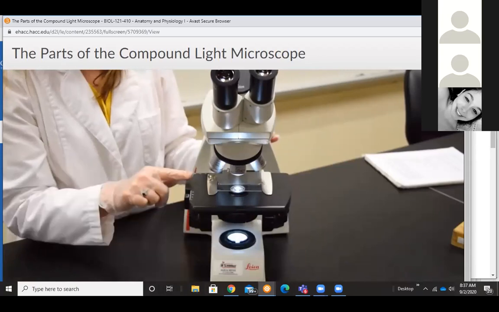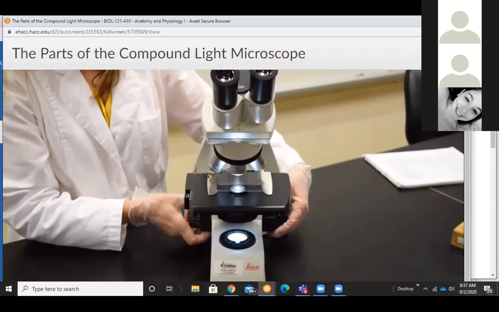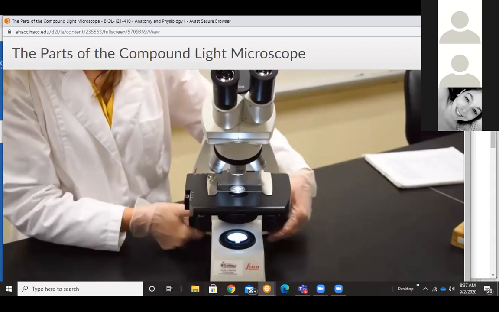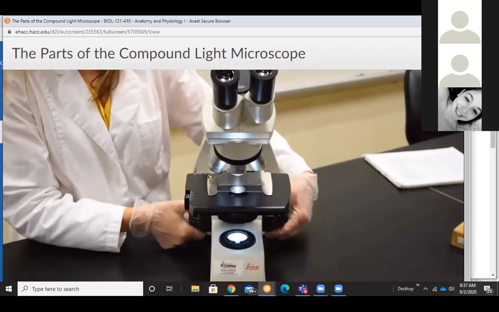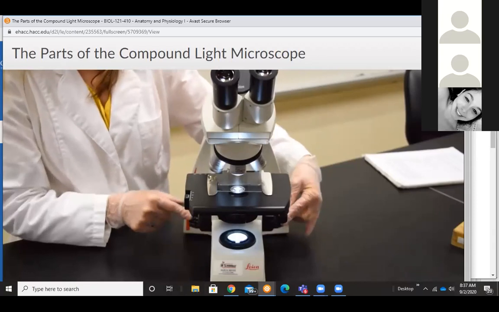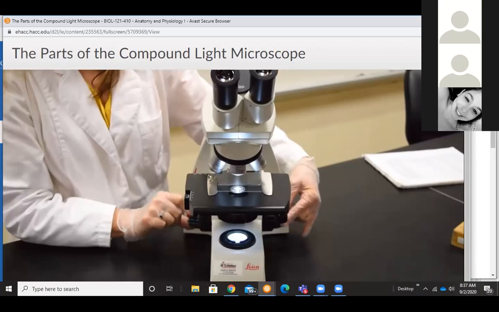To move the stage closer to the objectives, on the arm, you're going to find two knobs. The coarse adjustment knob moves the stage in large increments and should only be used for the scanning power. Connected to the coarse adjustment knob is the fine adjustment knob that moves the stage in finer increments.